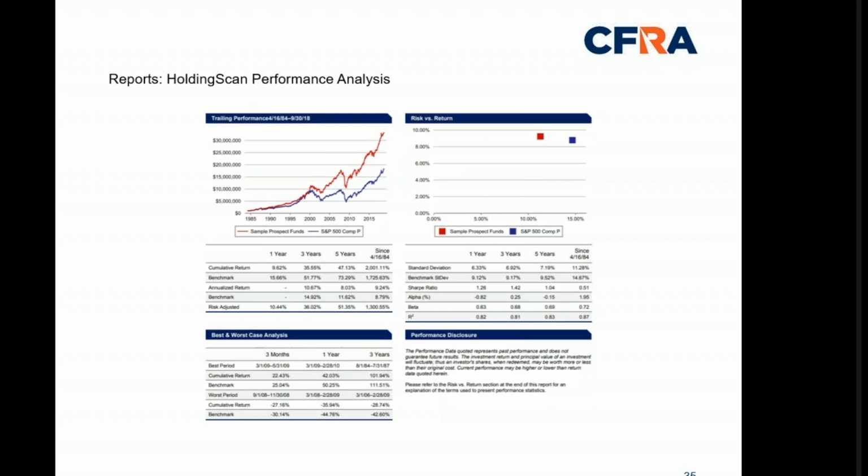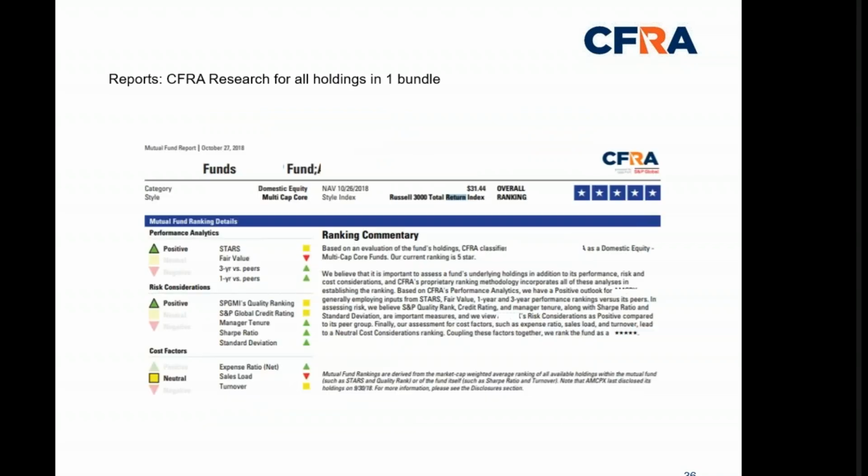Within the holding scan, you'll also see a chart that shows trailing performance of our portfolio in red versus the benchmark in blue. Those colors can be changed within the portfolio. Risk versus return, this would be a standard deviation versus return chart. And again, you'll see the information comprised in the graph directly below that in the chart. We also have a best and worst case analysis for three months, 1 year, and 3 years.